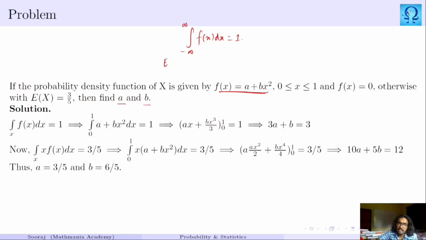And the expectation we know is the integral from minus infinity to infinity of x f of x dx, and that value is given. You know f of x is a plus bx squared. Just substitute them, perform the integration, and you get some expression in a and b. Next, substitute in the expectation and perform this integration, and you get another expression in a and b. Now that you have a system of two equations with two unknowns, just solve them and you will get the values of a and b, right?